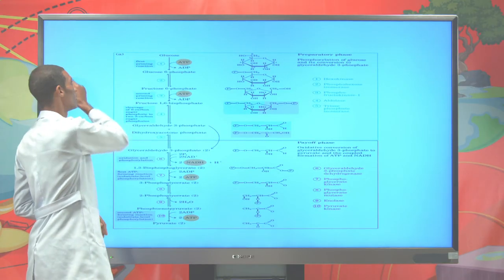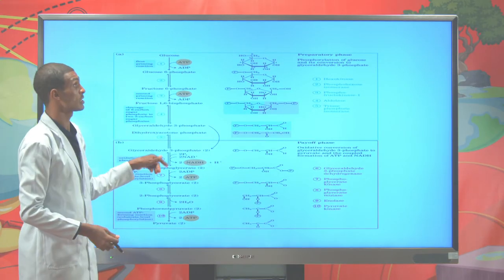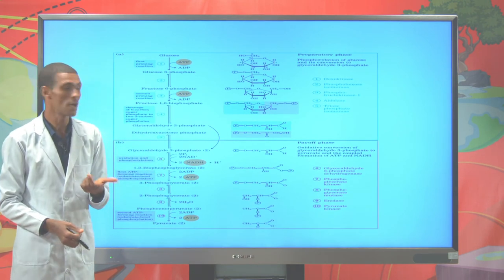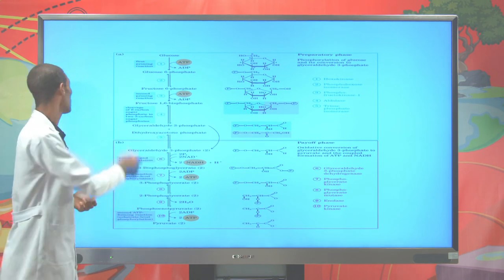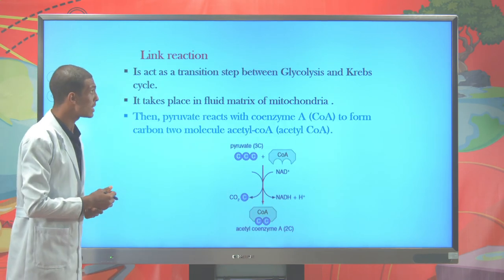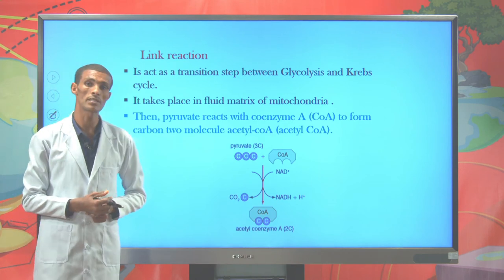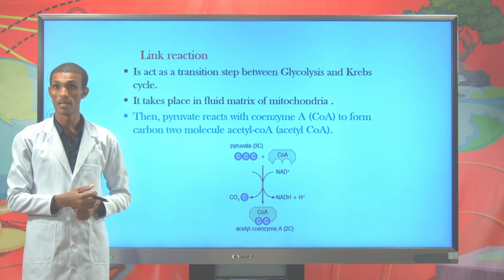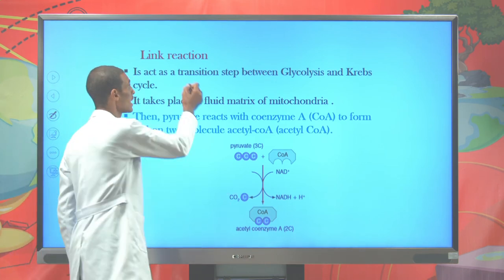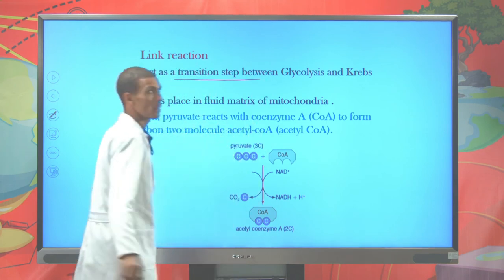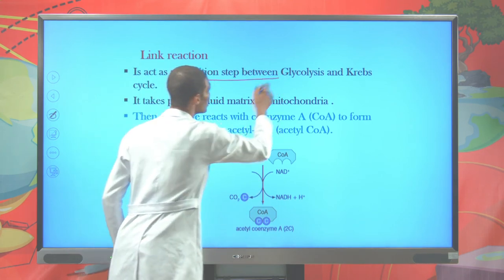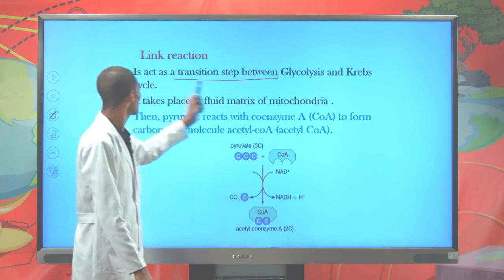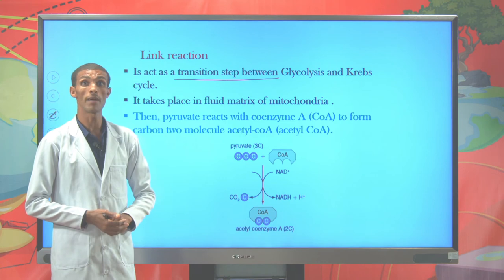Well done, student. Try to see this whole step, and again, the product of glycolysis repeatedly, because it is very important to understand them. The next reaction that takes place in respiration is the link reaction. Link reaction is considered a transition stage. It is considered a transition step between the step that takes place in the cytoplasm and the step that takes place in the fluid matrix of mitochondria.